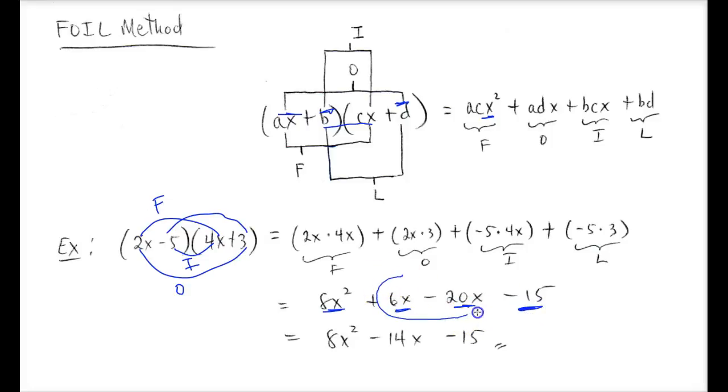And of course, you see that these two middle terms here are like terms because both of them have x's in it. So all we have to do is figure out what is the difference between 6 and 20, and that is negative 14. And that's why you end up with a negative 14x for the middle term. And so that's how the FOIL method works.